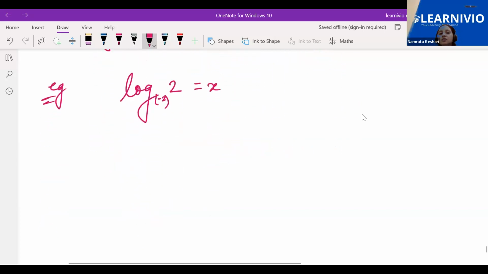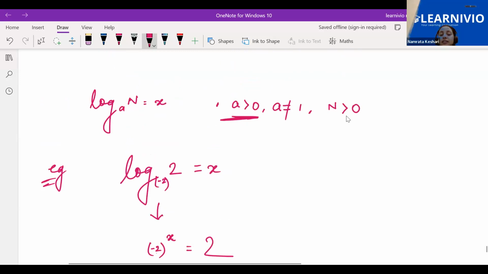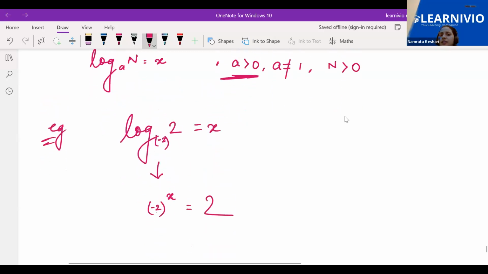Let's try solving this equation the way we did, by converting it into exponential form. Whatever is the base will take the power from the other side, and that is equal to 2. Yes or no? Now you tell me, is it possible that minus 2 to the power of any number is just 2? No, it's not possible. That's why we say that the base can't be negative.